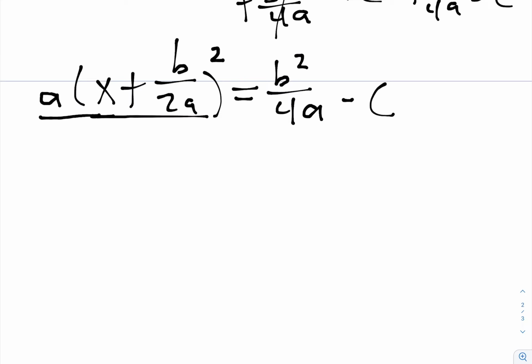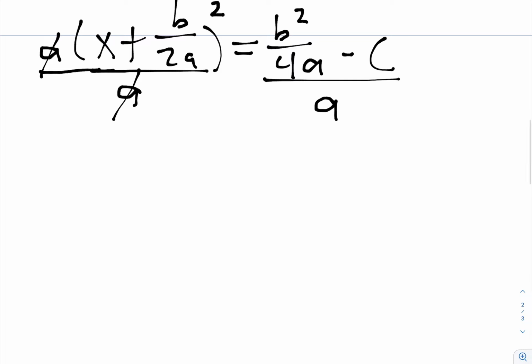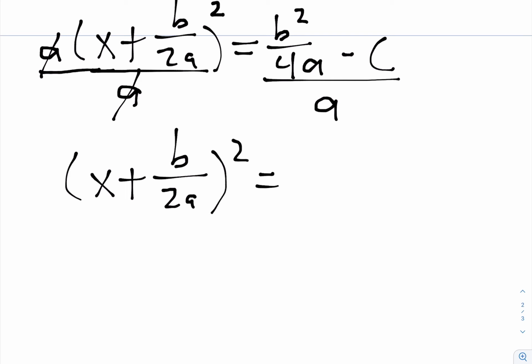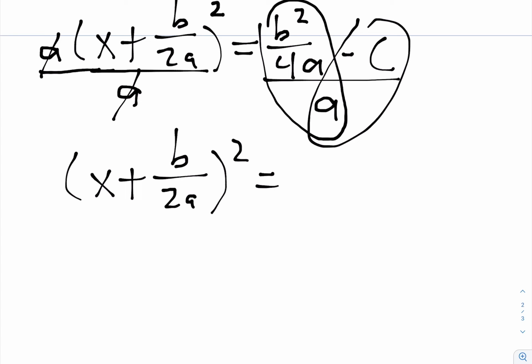So it's kind of embedded within the brackets. What we want to do is divide both sides by a, so that this a cancels. So now all that we're left with is x plus b over 2a, all squared, remember? So we've got to divide this into two fractions. So we have b squared over 4a minus c over a. So b squared over 4a divided by a, well, we're just adding an a on the bottom. So it's going to be b squared over 4a squared minus c divided by a, which is just c over a. We can't really reduce that anymore.